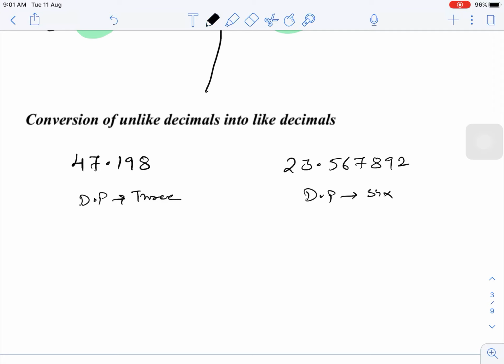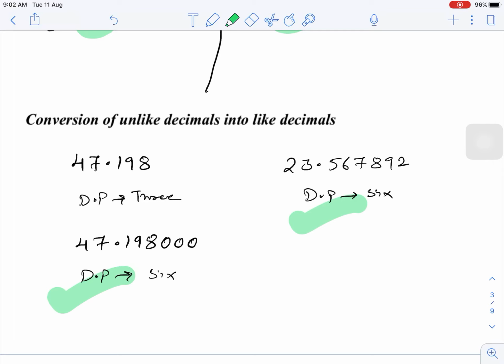So how to make it? It can be written as 47.198. Now to make 6, how many digits do we have to add? 3 digits, so those will be 3 zeros. So now 1 2 3. Now if you look at the decimal places of this number, how many are there? 1 2 3 4 5 6. Okay, so what are the decimal places over here? Here also it is 6. So now this number and this number, they are like decimals.